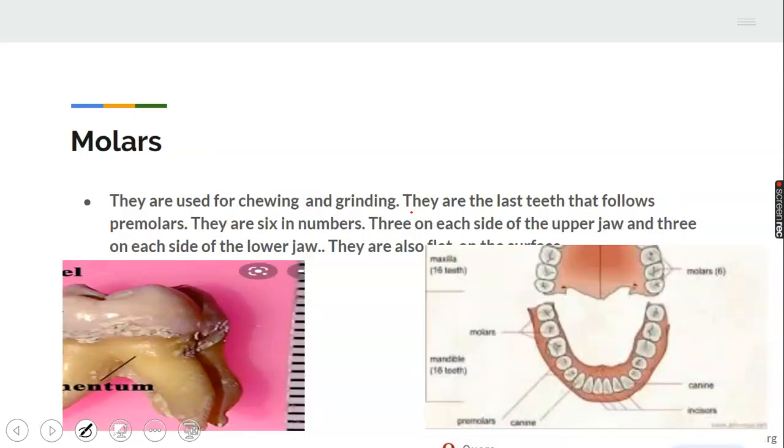And then the last set that we have here are the molars. What do we use the molars for? They are for chewing and grinding as well. And they are the last teeth that follow the premolars. They are 6 in number, 3 on the right side and 3 on the left side. They are also flat on the surfaces.